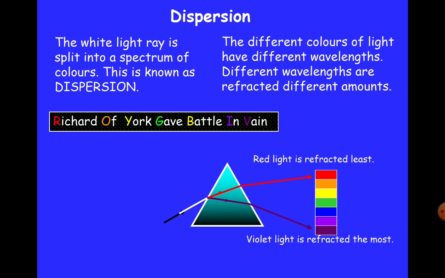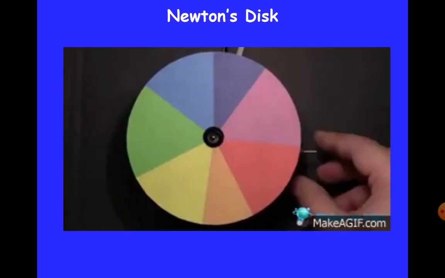Now, we see here that white light splits up into different colors. Now, let's see if we actually combine the colors, if we would get white light back. And we're going to do this by looking at Newton's disk. And you might have done this before in your year 8 science, if I'm not mistaken, or year 7 science.